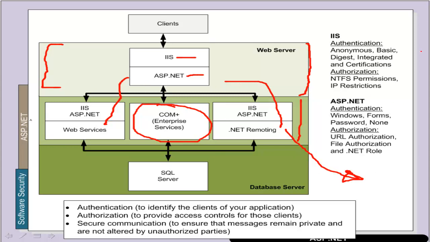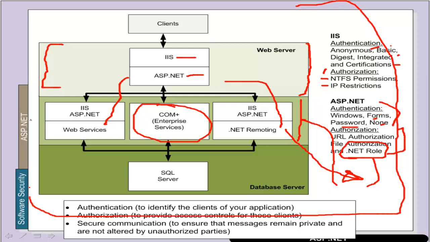Some of the forms of authentication for IIS include anonymous, basic, digest, integrated and certificates. And for authorization we can use NTFS permissions from the file system, IP restrictions. For authentication, as we've seen, we could use Windows itself to authenticate the user. We can have forms, as we've seen, passwords, and none at all. And then for authorization, we can have URL authorization and file authorization, along with what, as we've seen, .NET role authorization. So ASP.NET is built on a very strong foundation based around these robust components.